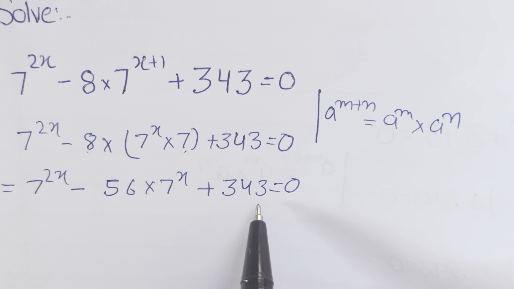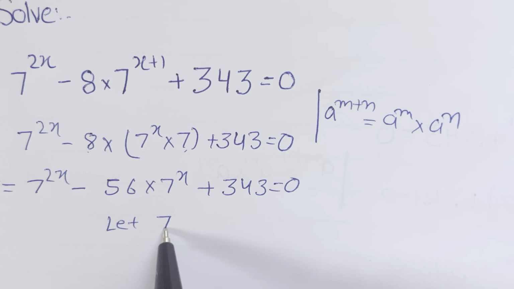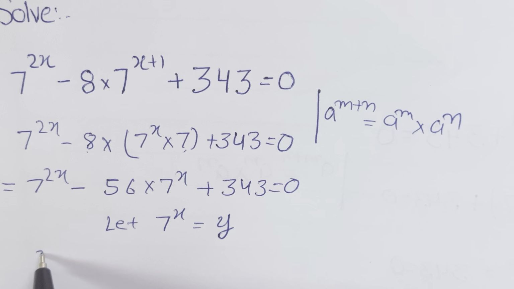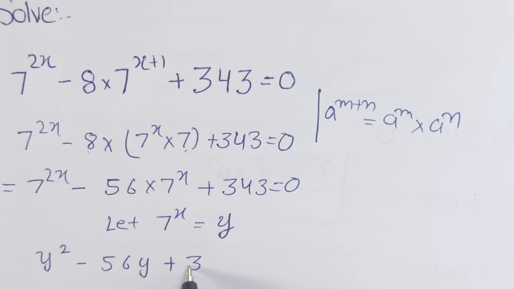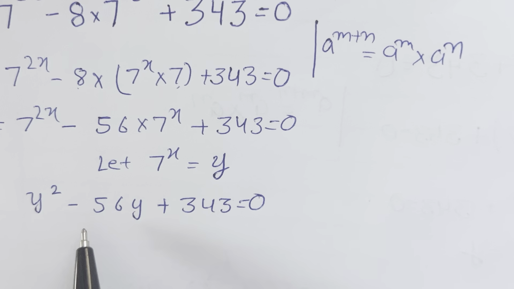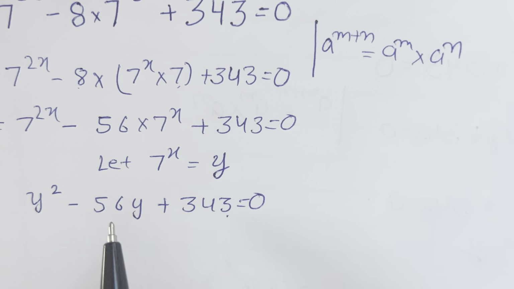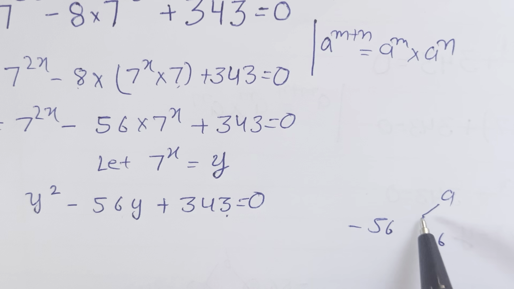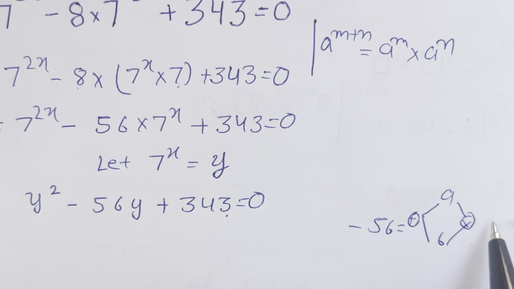To simplify this equation, we assume 7^x = y. So we can write this equation as y² − 56y + 343 = 0. Now, to find the factors of this quadratic equation, we need to break −56 into two parts such that the addition of those numbers should be equal to −56, but the multiplication of those numbers should be equal to 343.